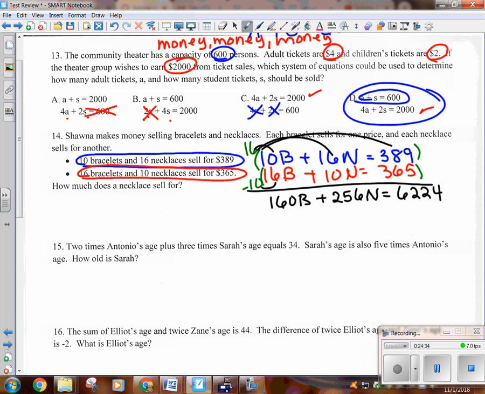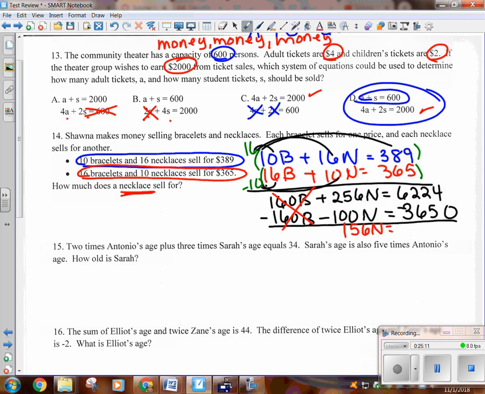Negative 10 times 16 is negative 160. Negative 10 times positive 10 is negative 100. And then negative 10 times that one, 10 multiplied by 10 is easy. You just basically add a 0. So I'm still going to have 365, add a 0, and it should be a negative. Now I'm ready to add because I have been using elimination. I add up the B's and I made them cancel. So the necklace is actually what I was looking for. How much does each necklace sell for? 256 and negative 100 is 156 with an N.